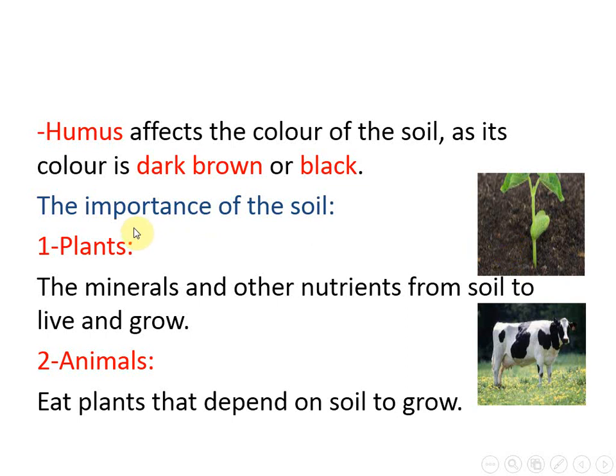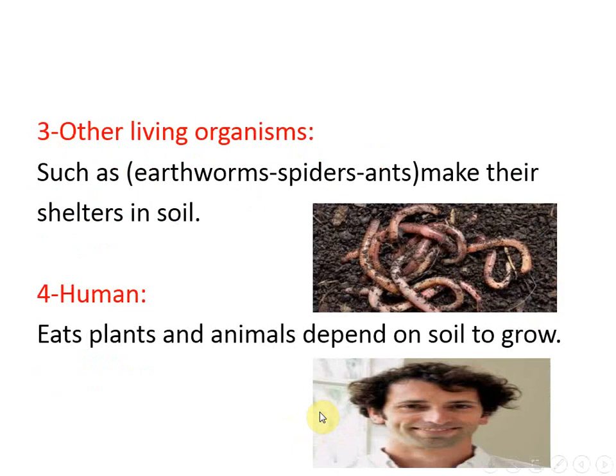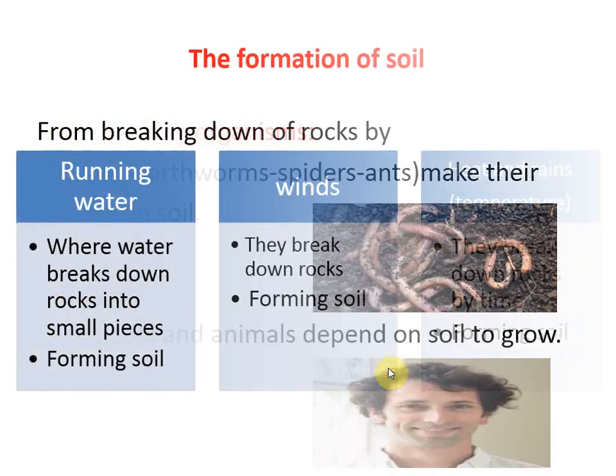The soil is very important. For example, first, plants take the minerals and other nutrients from the soil to live and grow. Also, animals need the soil to eat plants that depend on soil to grow. Other living organisms need the soil, such as earthworms, spiders, and ants, to make their shelter or home inside the soil. Humans eat plants, and animals depend on soil to grow.